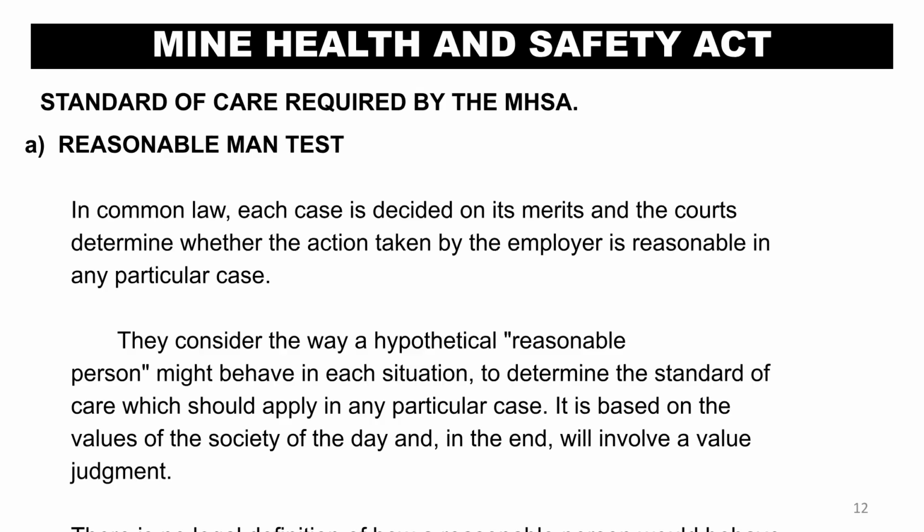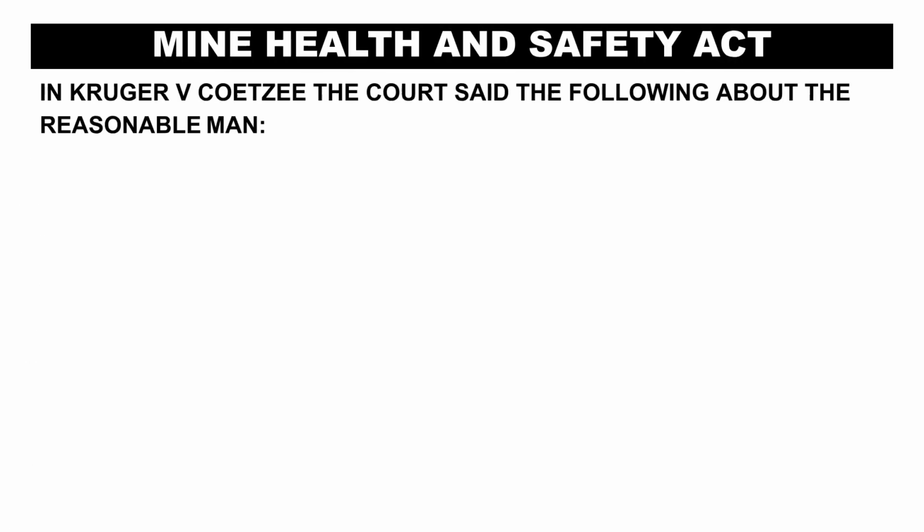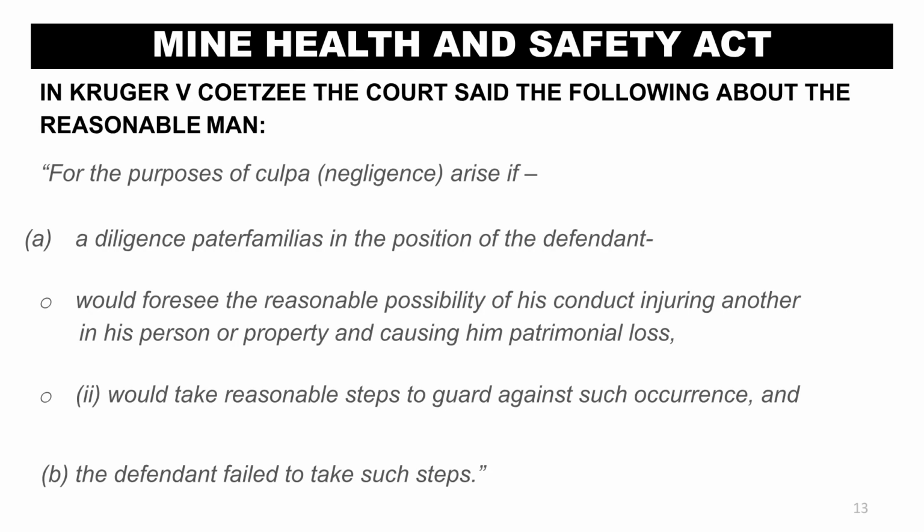Courts use this hypothetical standard to determine if an employer's actions were reasonable in a given case, involving a value judgment. In the Kruger v. Coetzee case, the court stated that negligence arises if a reasonable person would foresee the possibility of causing injury or loss and would take reasonable steps to guard against it, but the defendant failed to take those steps.